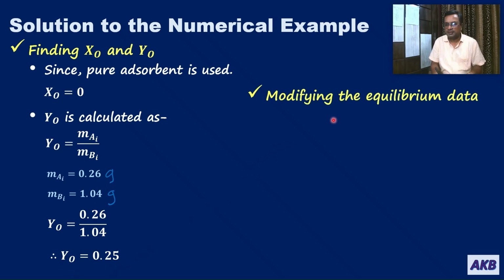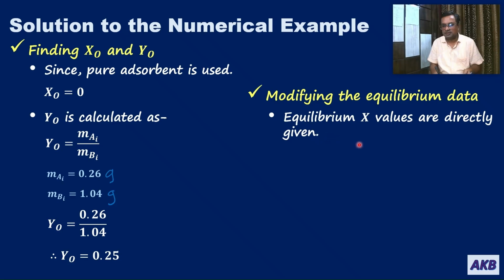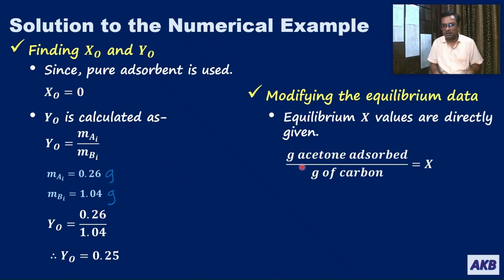Now, let us modify the equilibrium data. As per our requirement, we will be modifying the equilibrium data. In that data, the equilibrium X values are directly given to us, because gram acetone adsorbed per gram of carbon is nothing but X, and equilibrium values of this quantity are given to us. So there is no need of doing anything with these values. What we have to change is the other value, the partial pressures. We will have to convert partial pressures to capital Y.